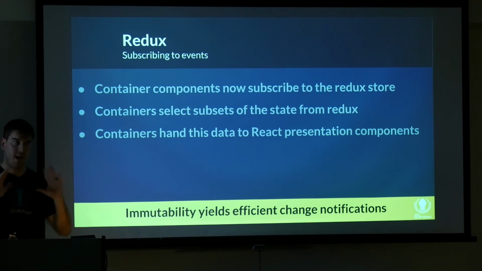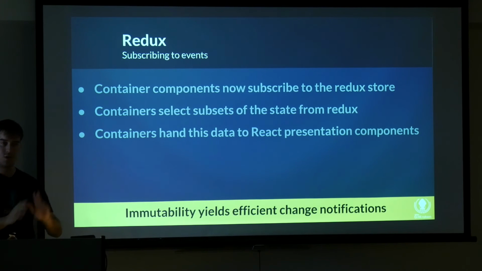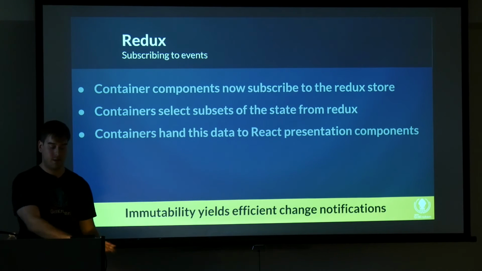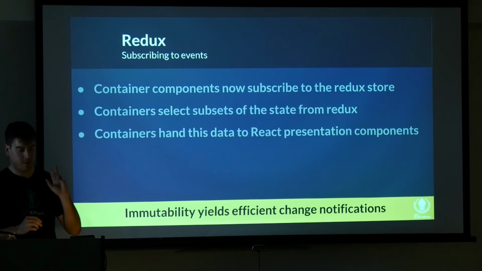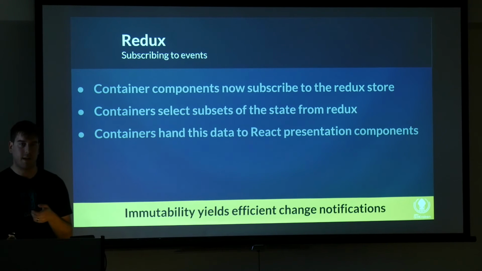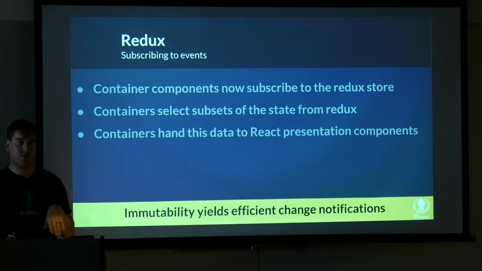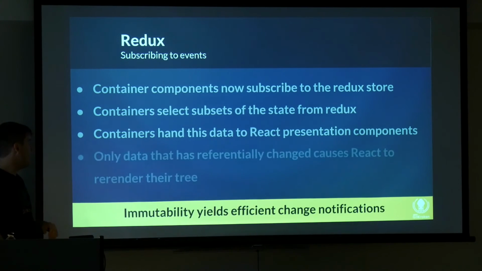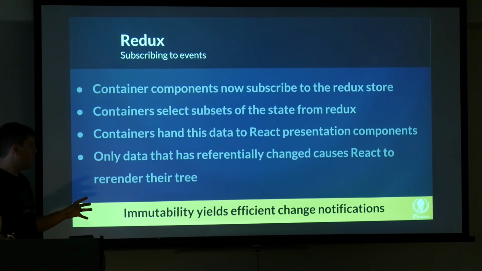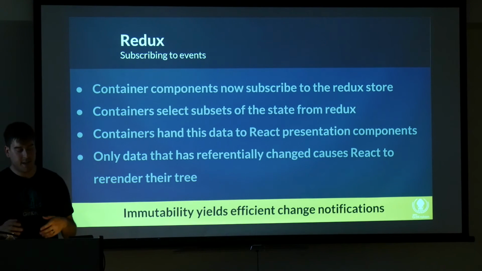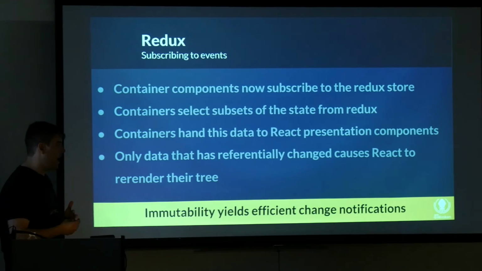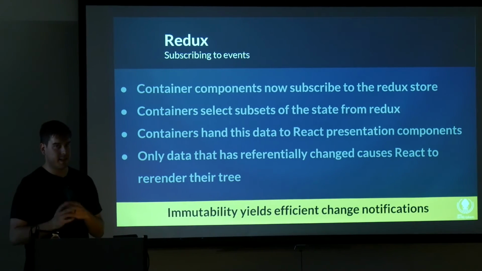The presentation component's going to render a view that's solely based on the data that it gets. So we receive some properties and we update. There's no state involved anymore. The state's all handled by Redux. The state just gets injected through these container components. And as we had discussed immutability earlier, this is where immutability is going to come into play.